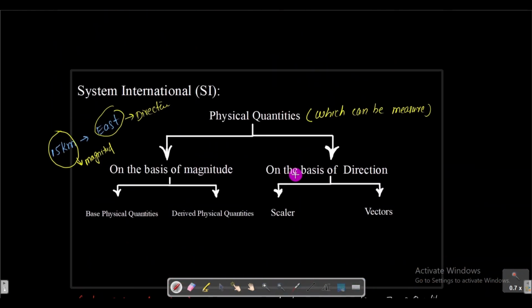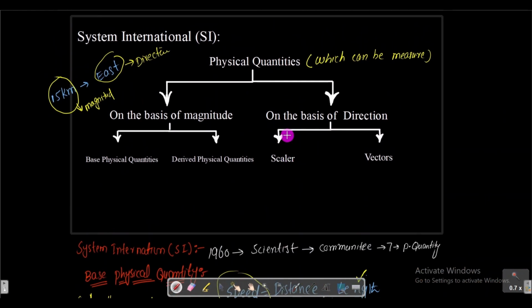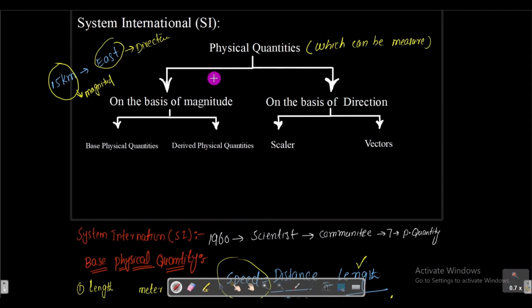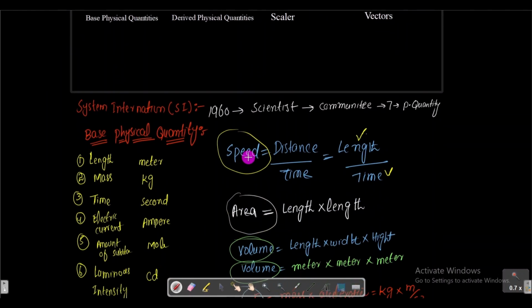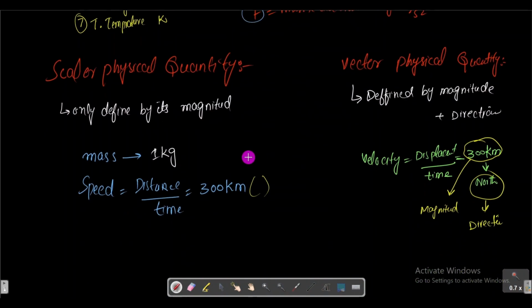First, we discussed the System International, then physical quantities, and then we divided the physical quantities on the basis of magnitude and direction, and this is the whole explanation regarding that.